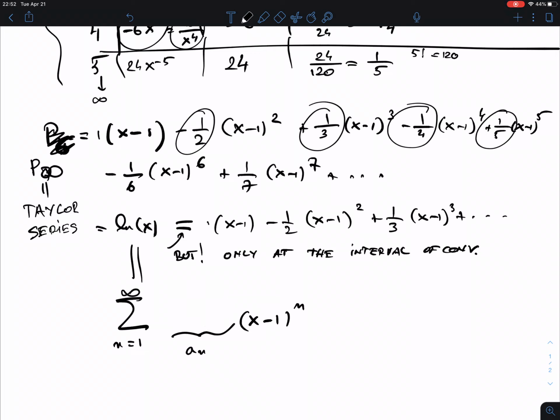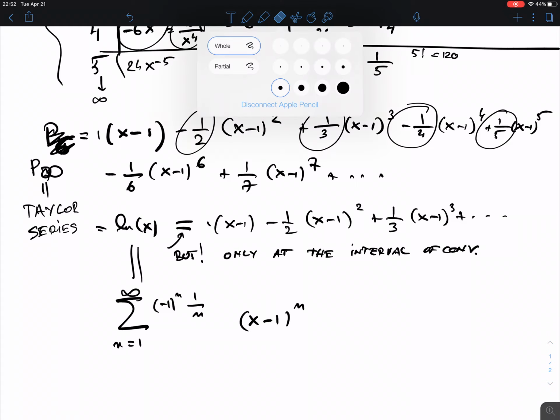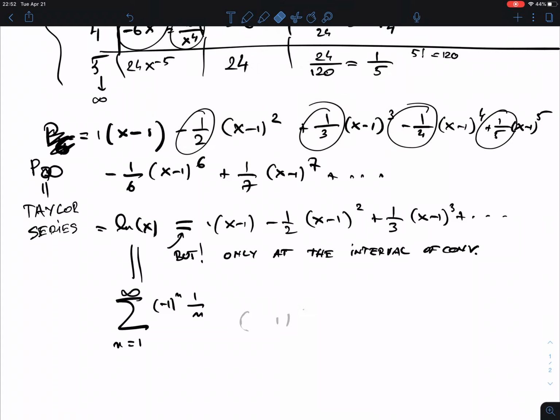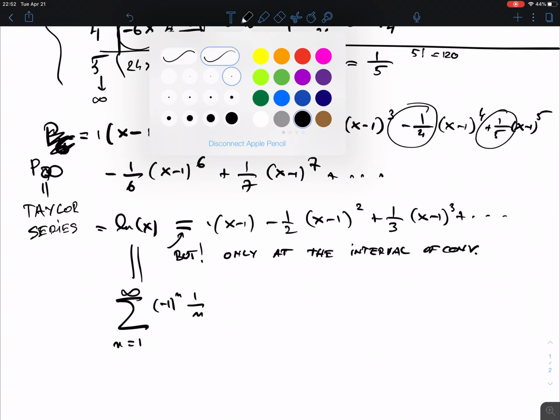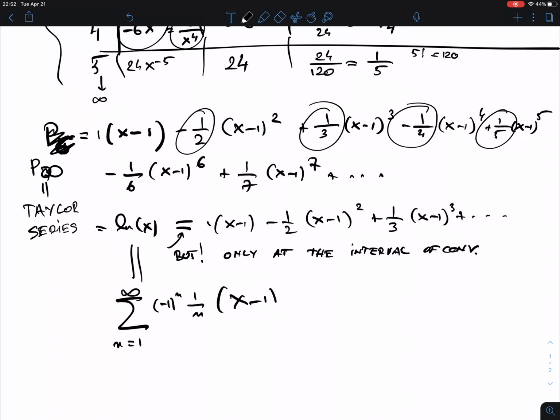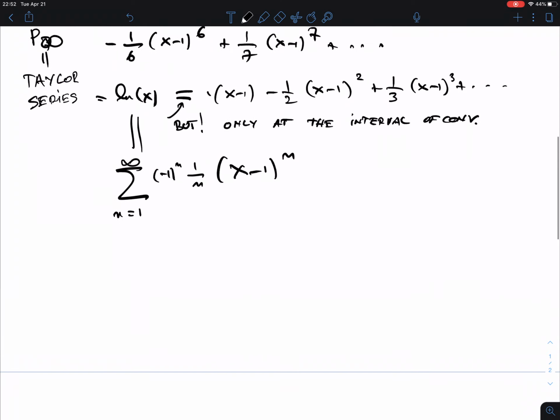Okay, it's not so hard to see, right? Because look at the numbers, 1, minus a half, 1/3. It's very easy to write that down. It's 1 over n, but alternating. It really is just the alternating sequence that you would have. So that's our an. So this is how we write it down. Let me put everything on the same level here. It got a little bit screwed. Okay, x minus 1 to the power n. So now we have a formula, and so we can do the ratio test.